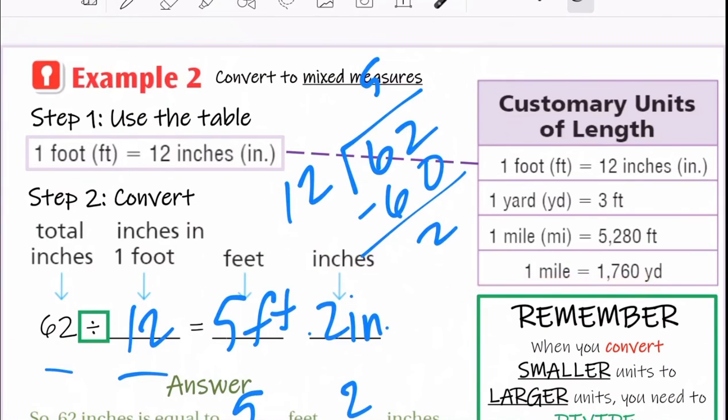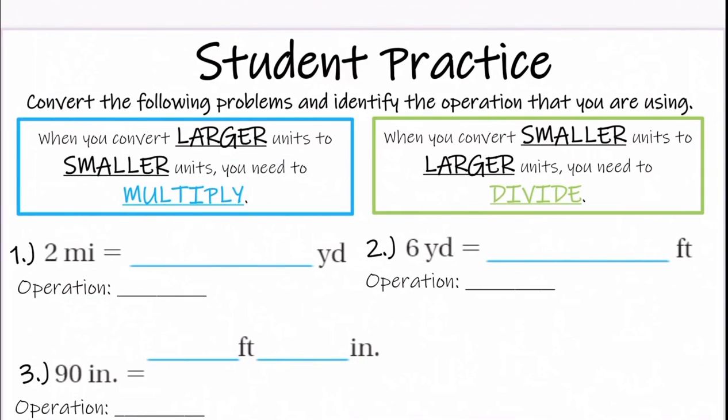Okay. So, I'm going to move on. I want you to practice this. Please remember when you need to multiply and when you need to divide. Please identify the operation that you're using. It's really important. There's 3 problems here. I just want you to practice.